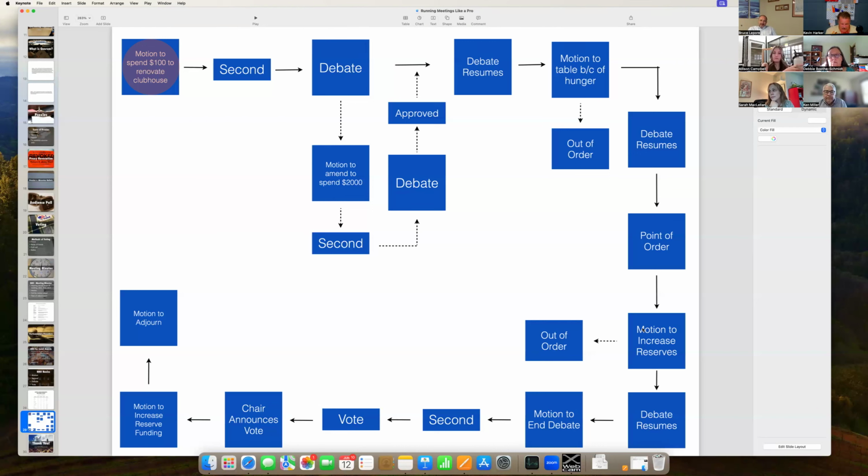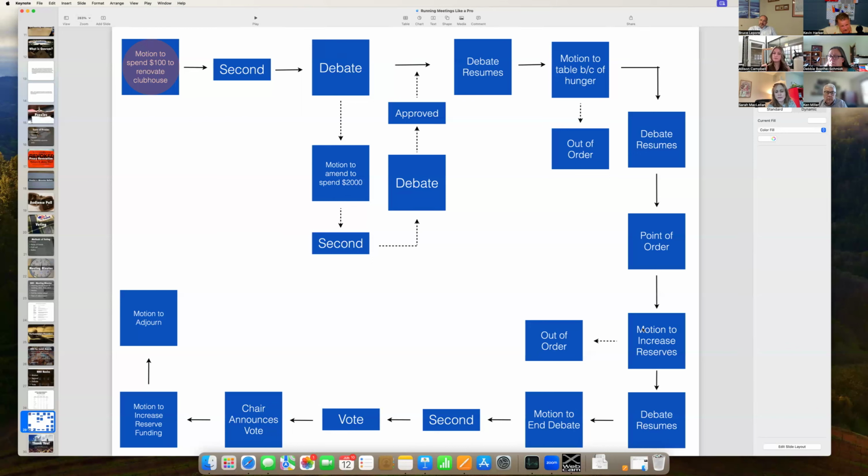Now let's say Gary makes a motion to increase reserves. We can't do it. You can't make a main motion while another main motion is pending. So as the chairperson, I say, Gary, you're out of order, and debate resumes. Now, have you ever seen anyone stand up at a meeting and just yell out, I call the question? Anyone ever heard that, seen that? There's no such thing as that. You won't see that in Robert's Rules. What they're trying to say is that they're making a motion to end debate.